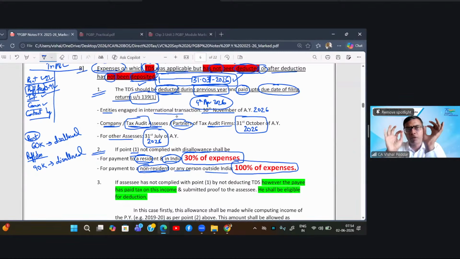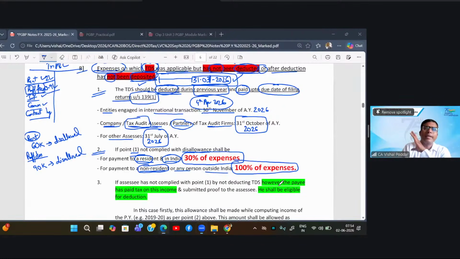Students, is point number 1 and 2 clear? This is, according to me, one of the most technical provisions in PGBP head. And if you understand this, other things are quite straightforward, like the previous provisions we discussed, and further provisions are also much more straightforward. Only this is slightly tricky because you have to remember the dates, you have to remember these technical conditions. That's it, right?